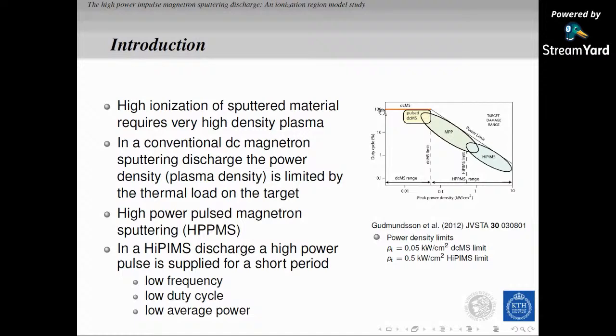We see here the duty cycle versus the power density. And if the duty cycle is high in the DC magnetron, we are limited in the power density we can supply. And if we lower the duty cycle, we can increase the power density, and then we have what is called HiPIMS. So this is the basic idea. It is basically to avoid melting of the target as we increase the power density.